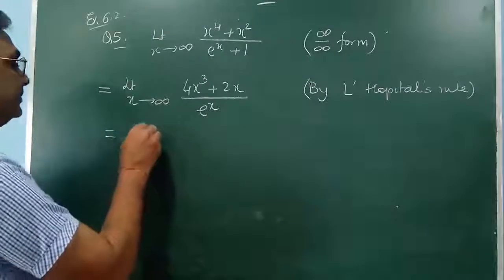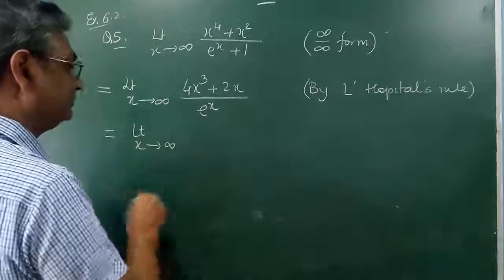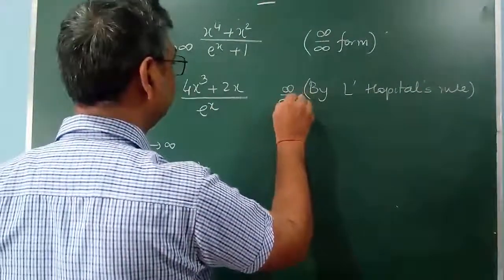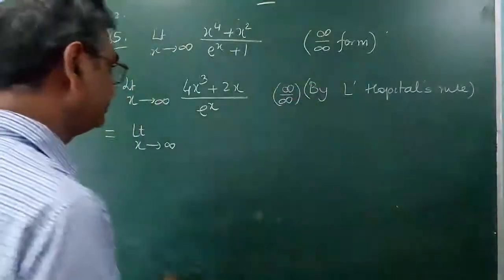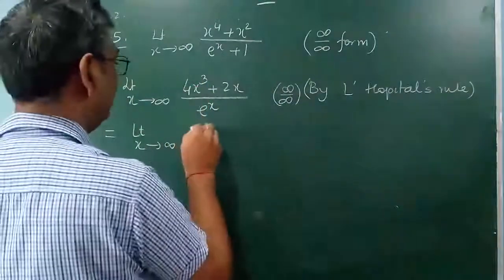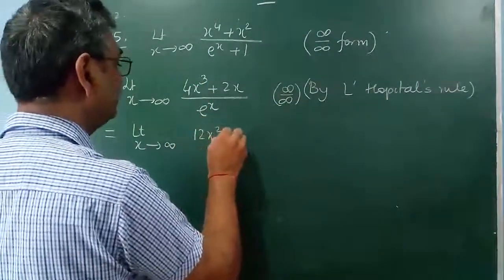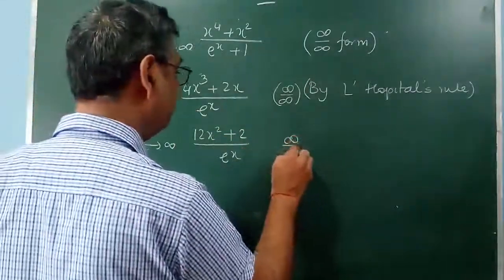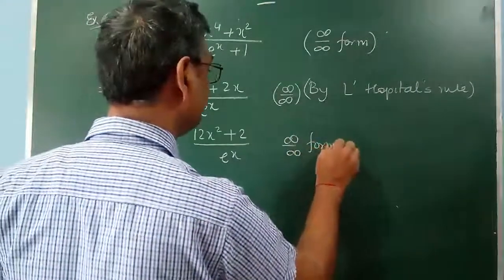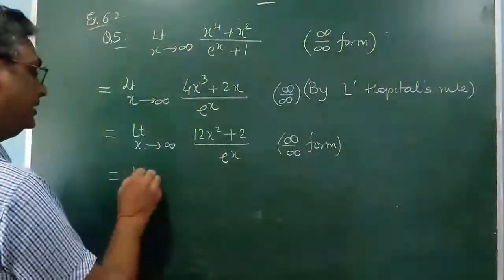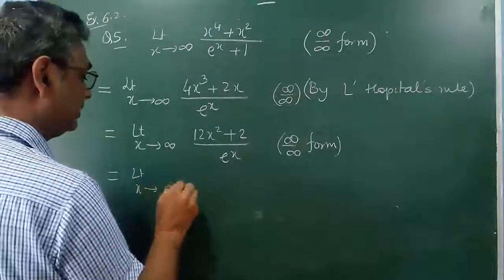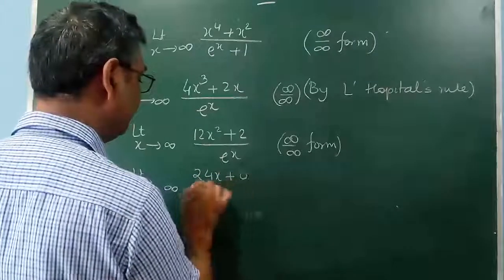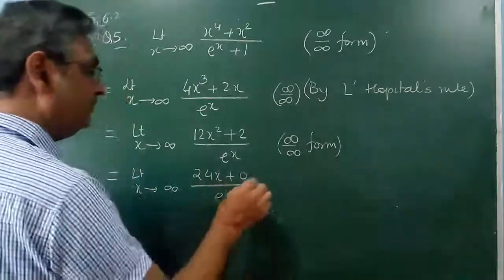Now limit x tending to infinity. Again, this is which form? This is infinity by infinity form. Nothing we can do. Again we will differentiate. So 12x square plus 2 upon e to power x. Again infinity by infinity form. Now limit x tending to infinity, this is 24x plus 0 by e to the power x, again infinity by infinity form.